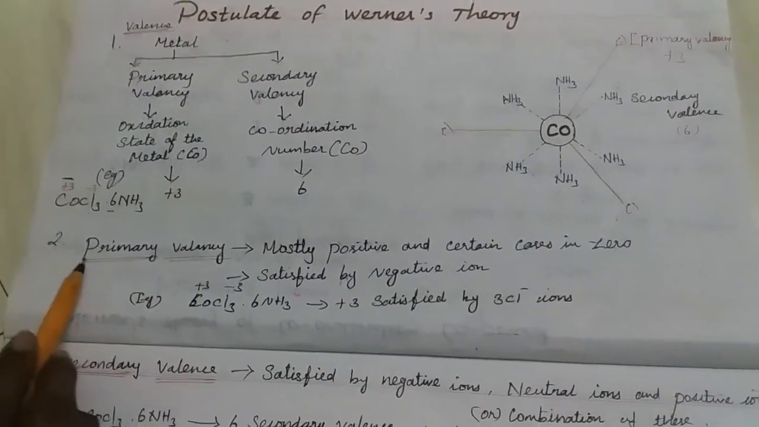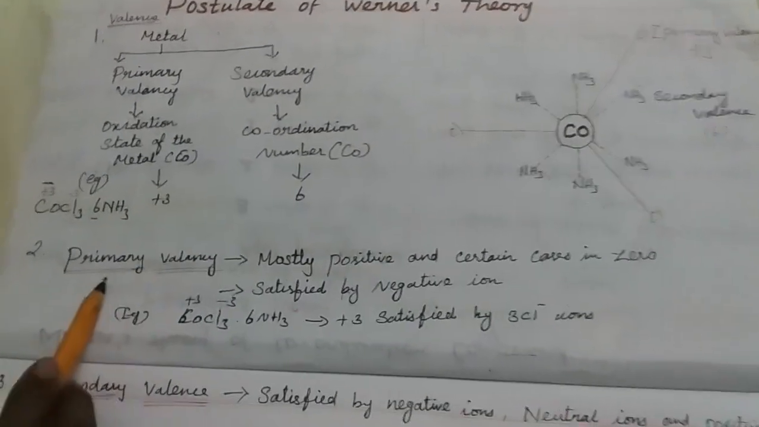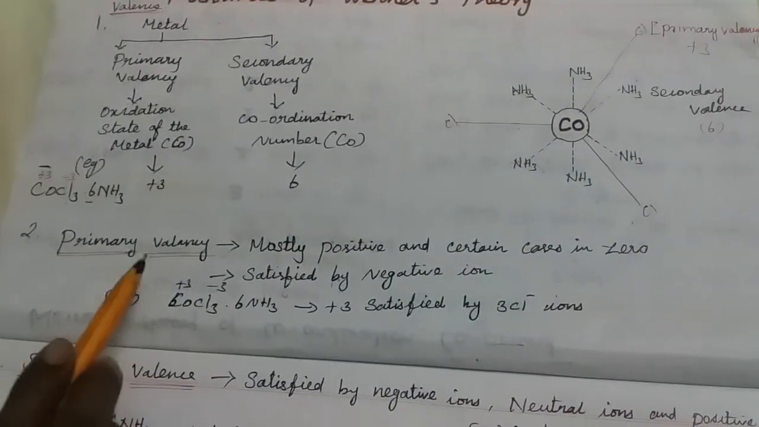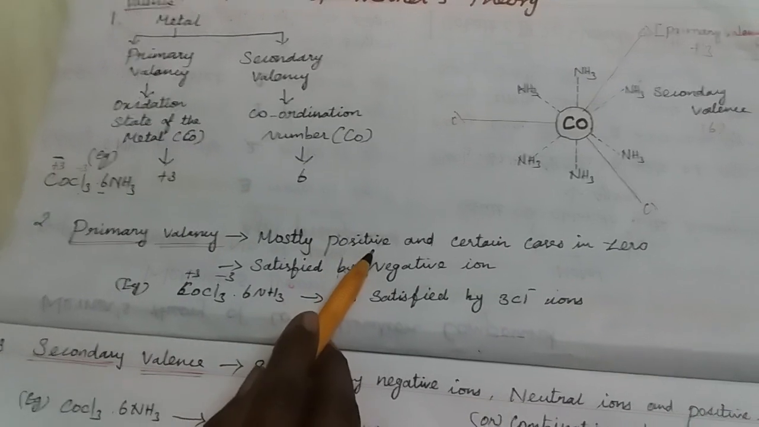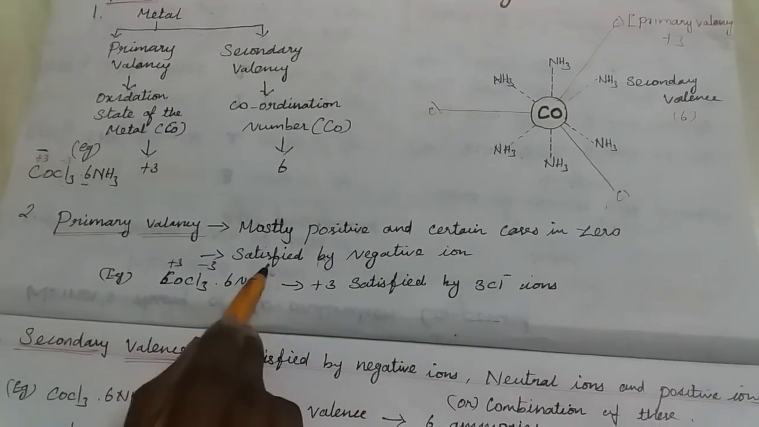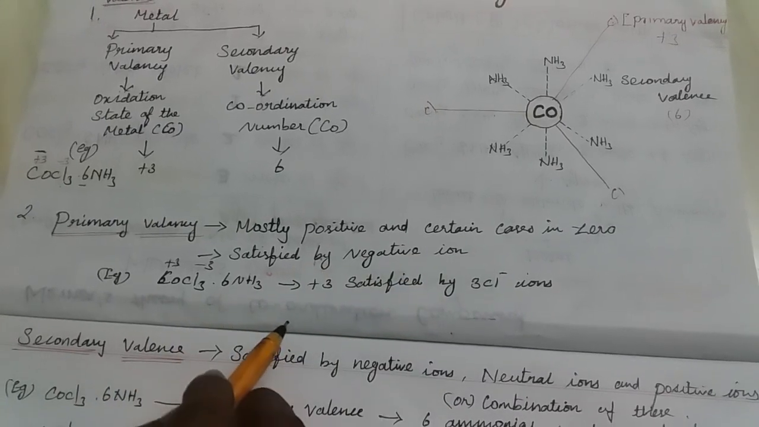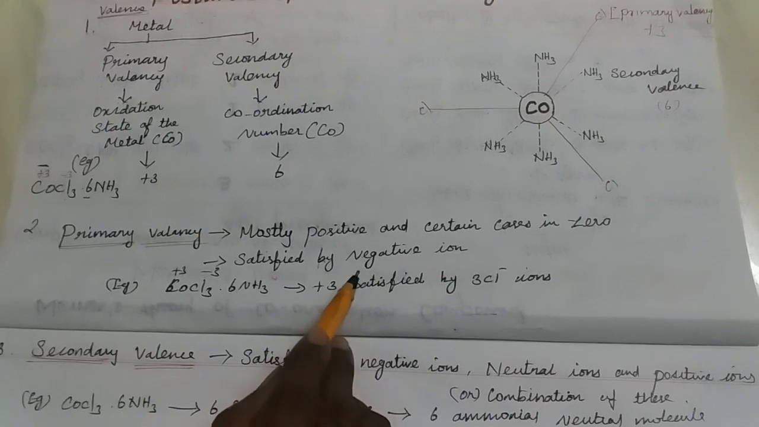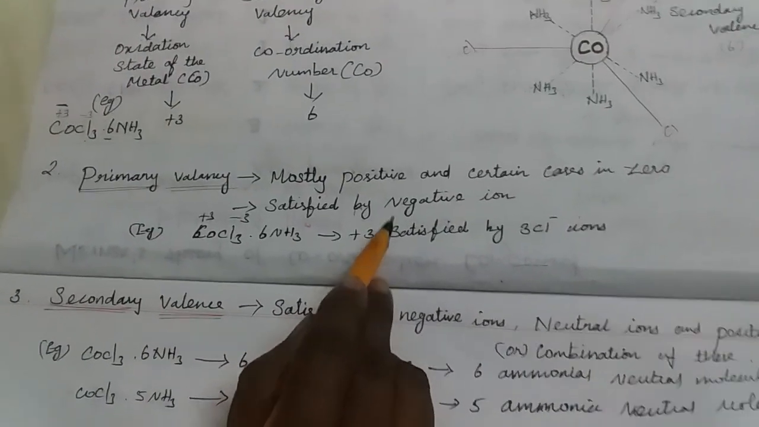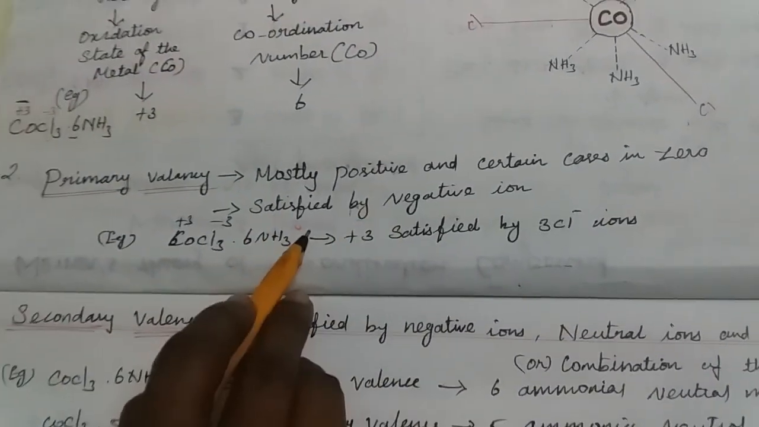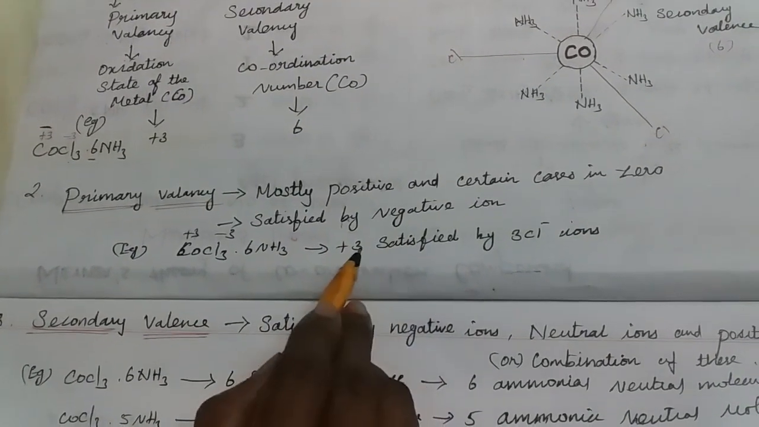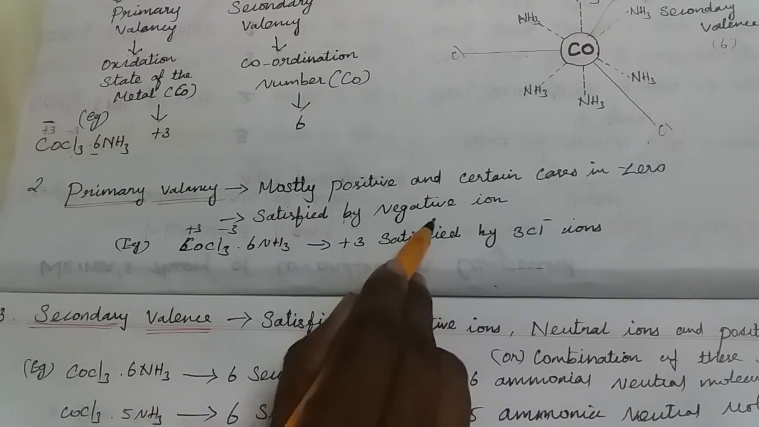Next, we will discuss the primary valency. The Cl is the primary valency, we know that, right? The primary valency of the metal ion is positive in most cases, but in certain cases it is 0. They are always satisfied by negative ions.